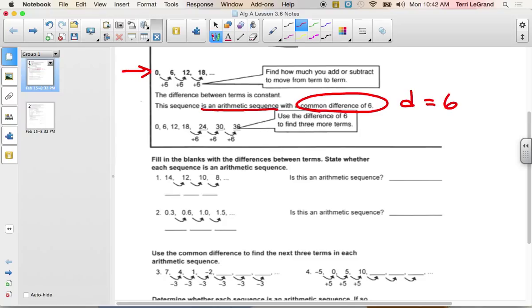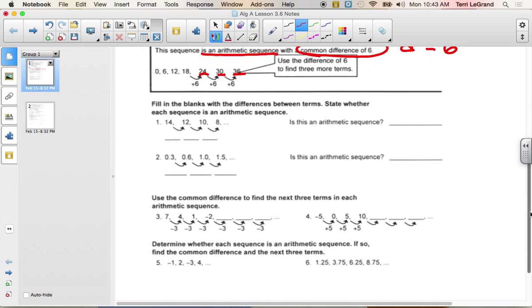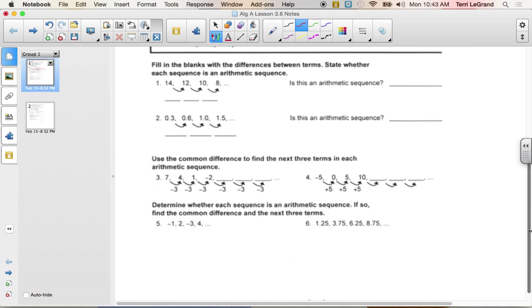If the common difference is 6, then we should be able to keep finding more terms by continually adding 6. So we add 6 to 18, our next term is 24. Add 6 to 24, the next term is 30. And add 6 to 30, and our next term is 36. Those are just some worked out examples for us already. Let's go do some together.